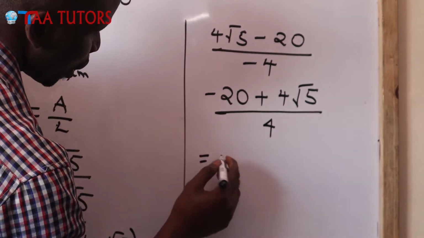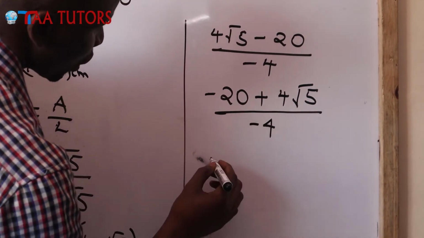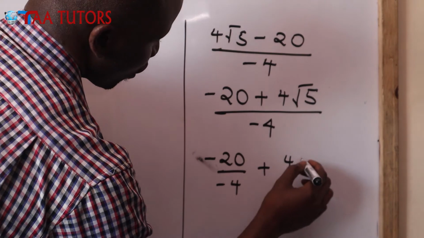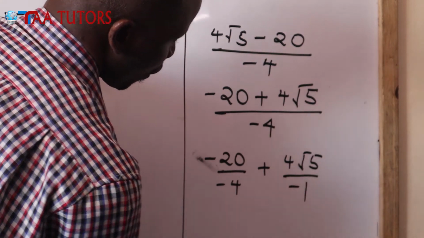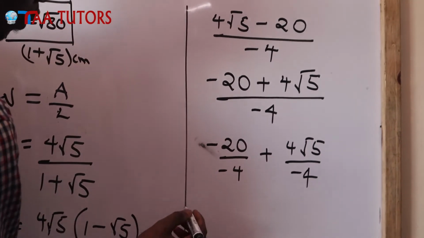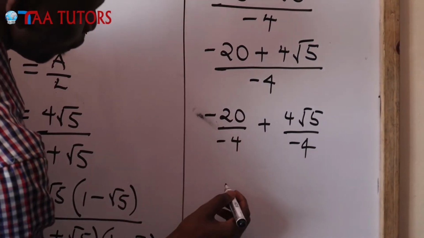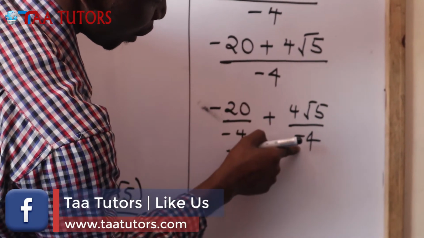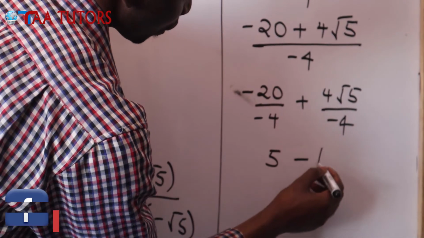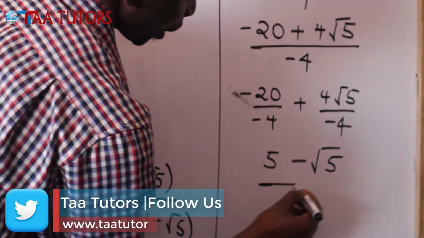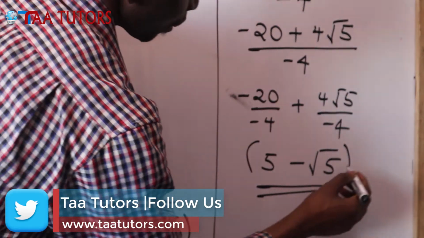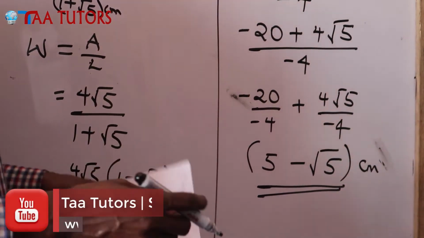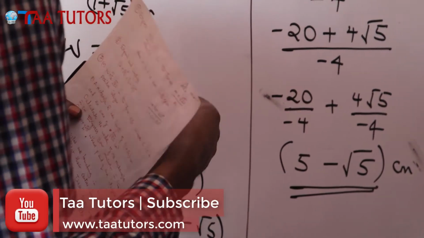So I know that this can be written as negative 20 over negative 4 plus 4 surd 5 over negative 4. If I simplify further, negative 20 divided by negative 4 is positive 5, minus, because positive 4 divided by negative 4 will be negative 1, so negative surd 5. So the width here will be 5 minus surd 5 centimeters, not centimeters squared because it is width. That is the width as we have it there. We cannot move further than that.